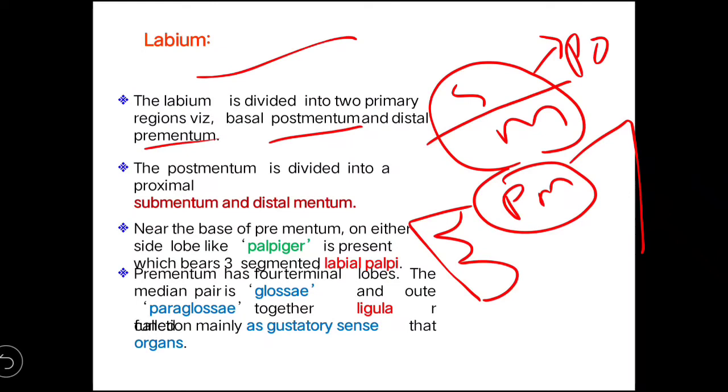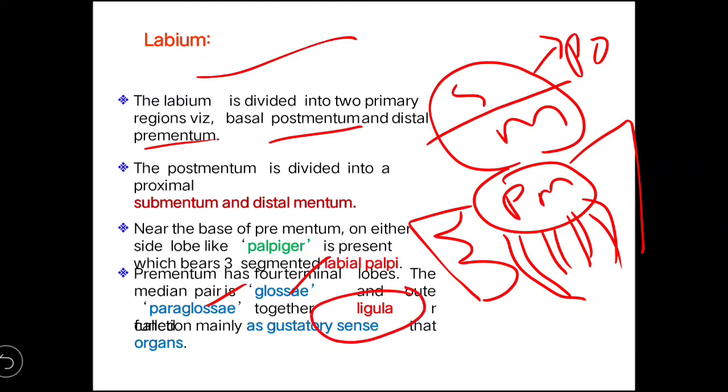Then the prementum has four terminal lobes. So this is the prementum, and they have four terminal lobes, that is glossa and paraglossa. The outer one is paraglossa and the inner one is glossa. Together they are known as ligula. So in JRF also you may get this question: what is ligula, or glossa and paraglossa together called as dash.